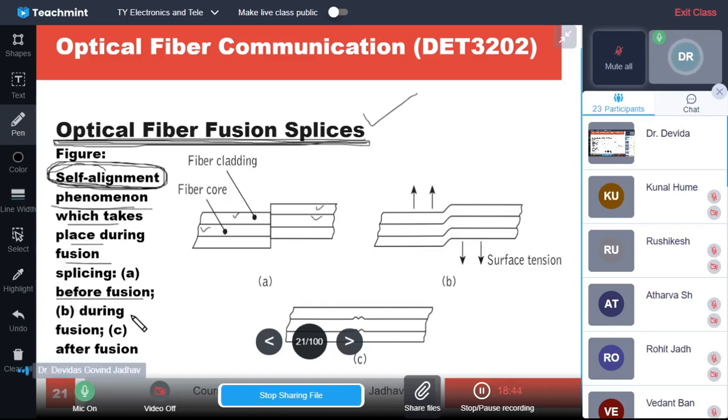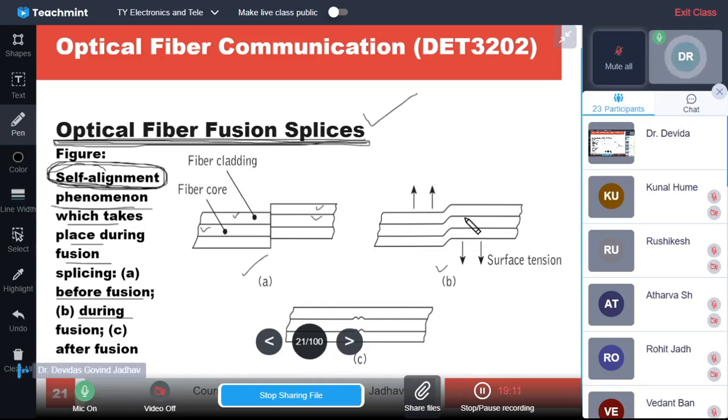The figure is shown before fusion, during fusion and after fusion. So the A, B, C figure is there. This explains the self-alignment phenomena. Suppose before fusion there is a slight misalignment. The core is not exactly placed in front of the core and the claddings are also not aligned. A slight lateral misalignment is there.